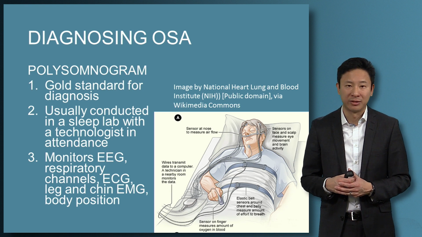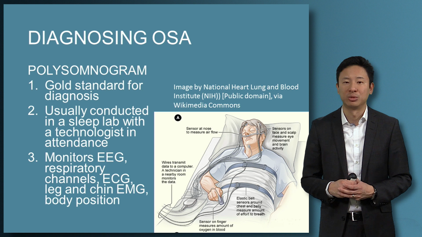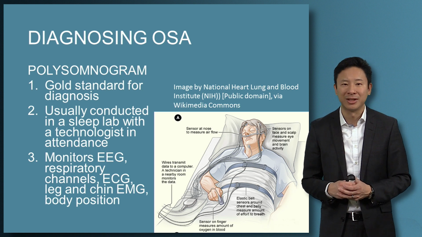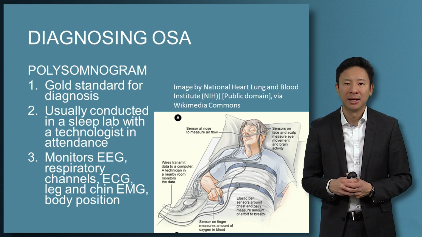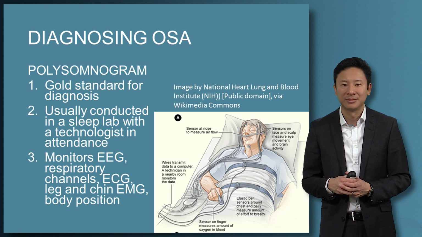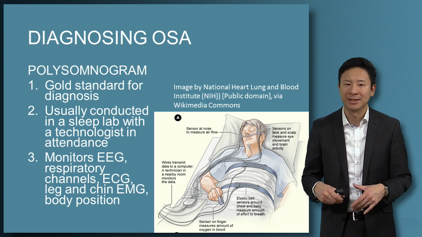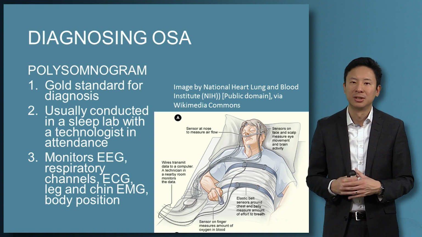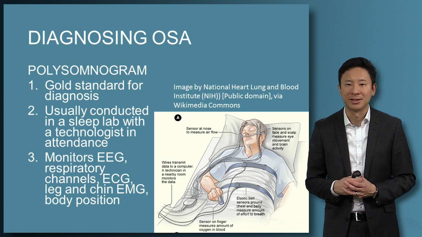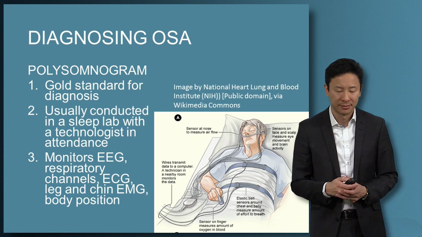The other respiratory monitoring that we use is an oxygen saturation probe, which is usually fixed to the patient's finger. There is some simple single-lead ECG monitoring during the test, and also some EMG channels, including the legs and the chin. Also recorded during the night is the patient's body position.